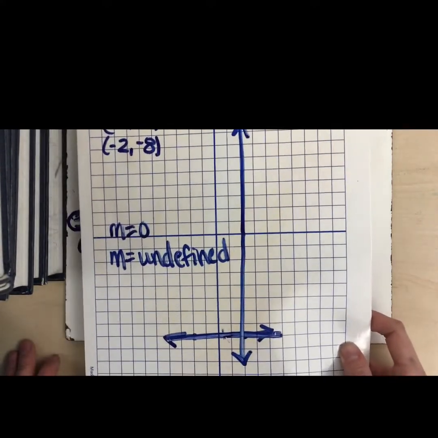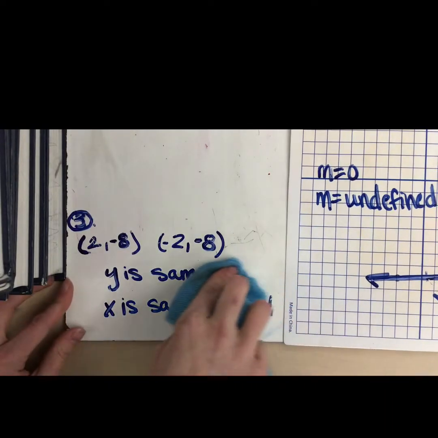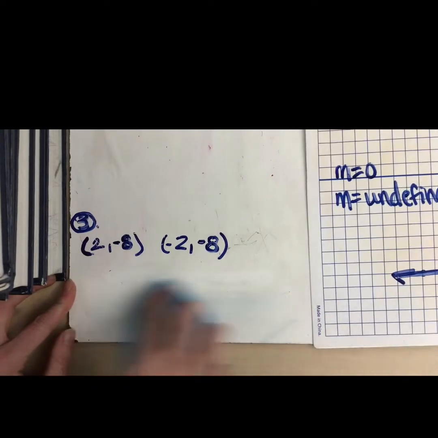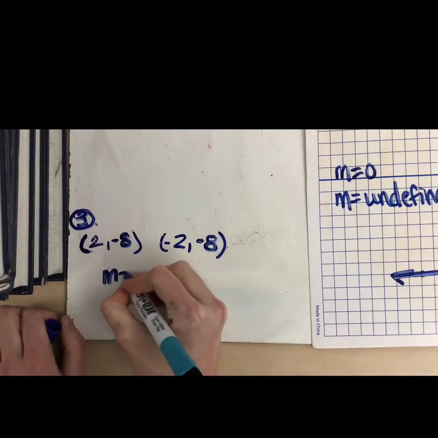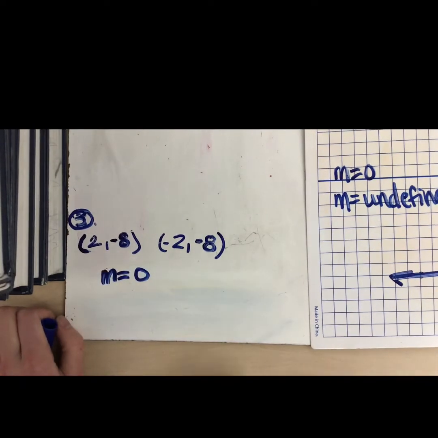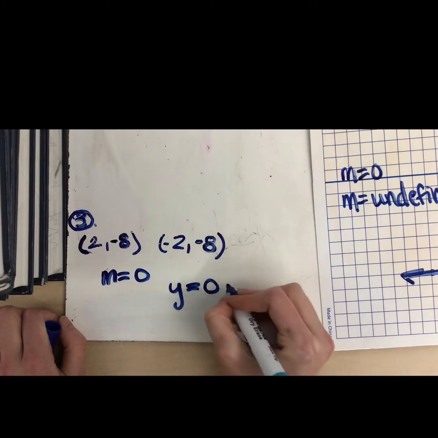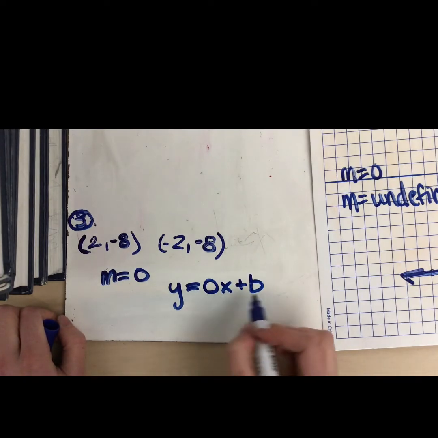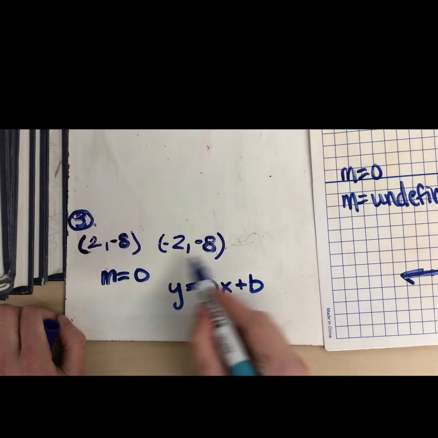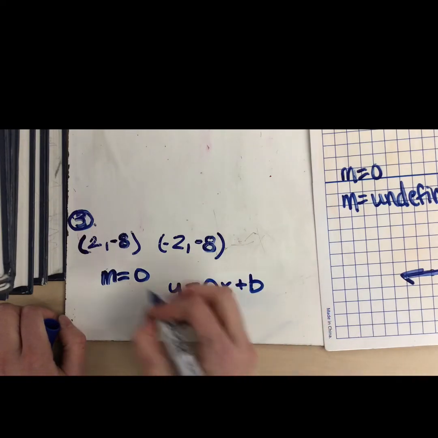So 0 versus undefined. We know our graph is a 0 slope because we have a horizontal line, or our y's in our 2 points are the same. So that makes this easy. If m equals 0, well, 0 is going to be my slope, so we have y equals 0x plus b. And if I want to solve for b, I can plug in any of these points, and it's not going to matter because I'll do this first one here.